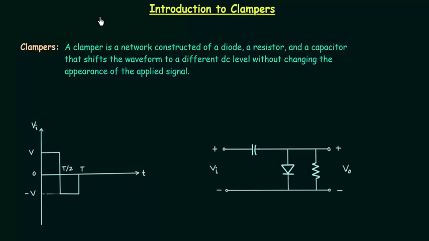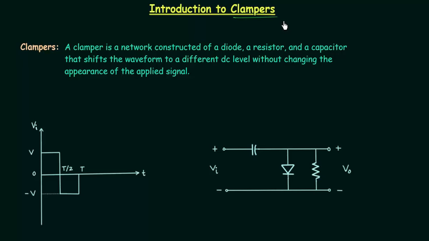From this lecture, we will start clampers. In clippers, we saw various diode configurations that clipped off a portion of the input waveform without changing the remaining part of the waveform. Now we will study different diode configurations that shift the applied signal to a different level. So clampers are the networks that shift the applied signal to a different level, whereas clippers are the networks that clip off a portion of the input waveform.